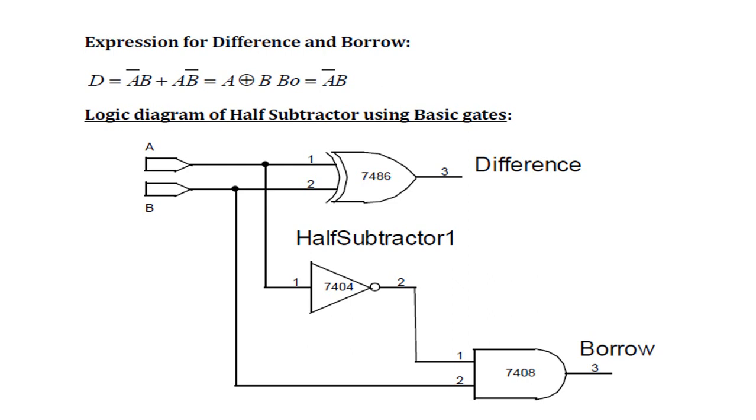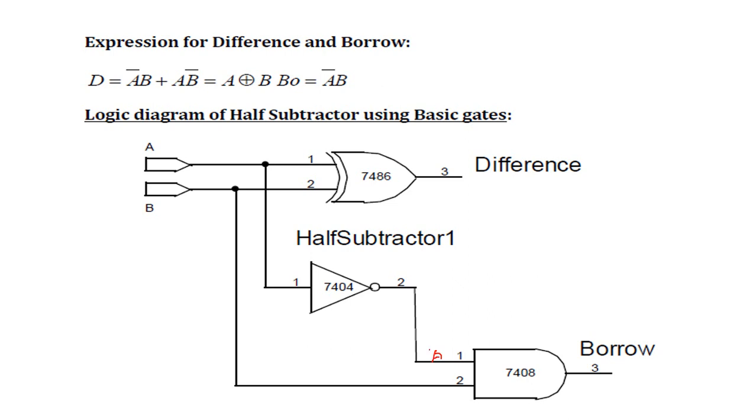Now the next one is borrow output. For borrow, the expression is A bar B. So this is a product term. I need here A bar. Here A is input, so I am just tapping it here. For the A bar, I need to connect a NOT gate. The output of the NOT gate is A bar.